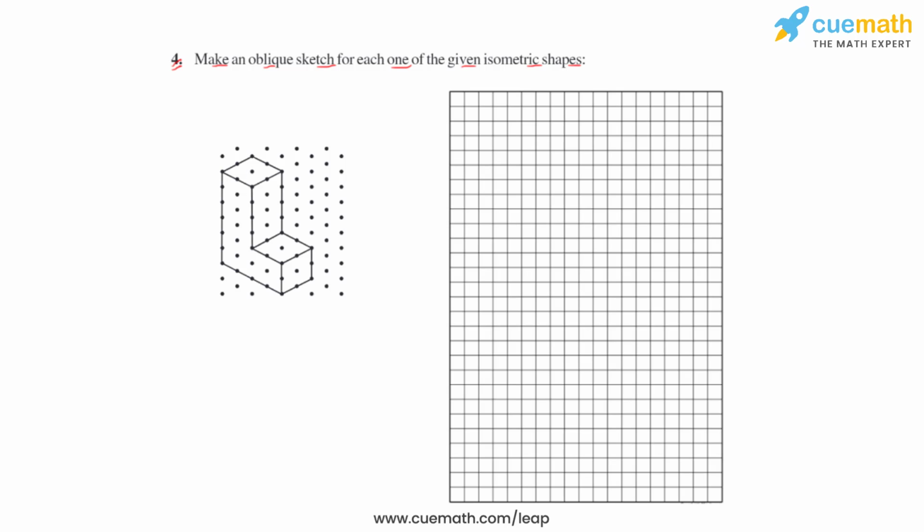Now as we can see here in the figure, this is the isometric sketch of a 3D figure which has been represented using this isometric dot sheet. We'll have to make the oblique sketch for this particular figure. For that we have already taken this oblique sketch paper, and let us now see how this 3D figure can be drawn in this oblique sketch paper.